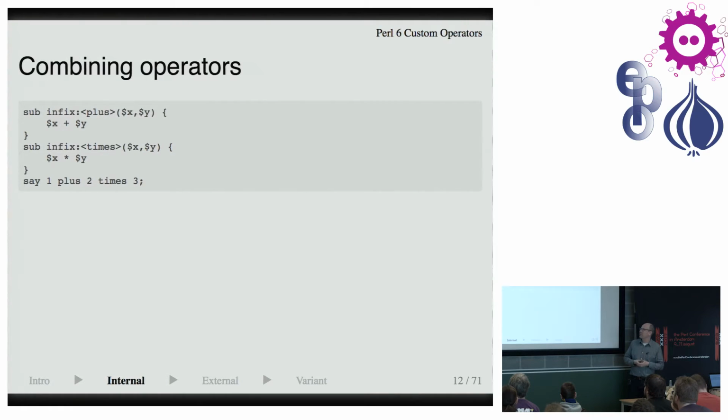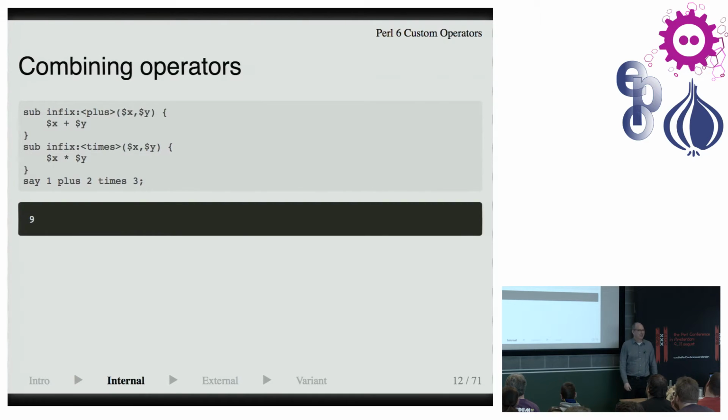Okay, so what happens if we have several operators and we start using them together? So let's say we have a plus operator here, the word plus, and a times operator, which is the word times. We say 1 plus 2 times 3. What do we get? Okay, so I heard 1, 9, and 1, 6. So 1 plus 2 is 3. 3 times 3 is 9. So we wanted to get 7, but we didn't because what's wrong?